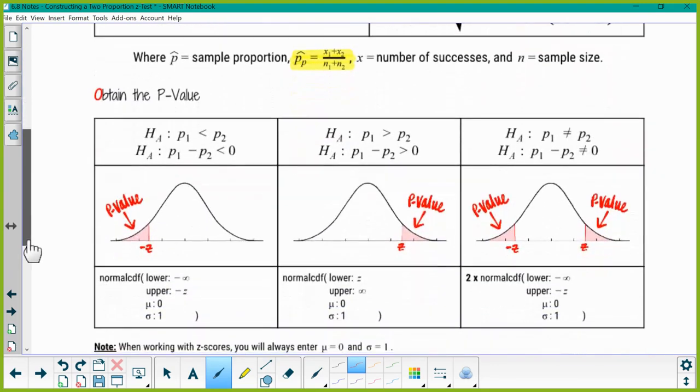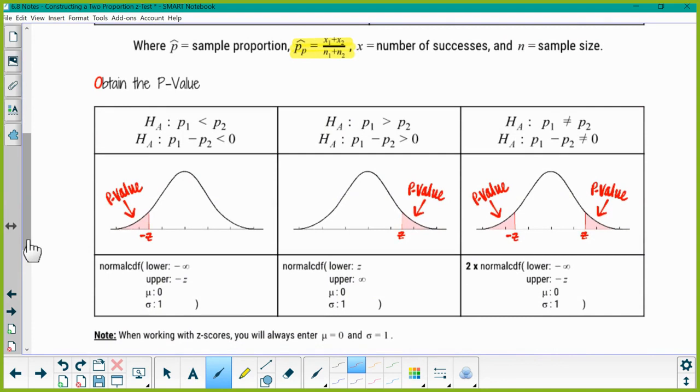Obtaining the p-value, same thing that we did with one proportion. You have to decide what direction my p-value area is going. So if I'm doing less than, it's everything less than a z-score. Greater than, it's everything greater than a z-score. If I have a difference, then it's going to be on both tails, the lower tail and the upper tail.